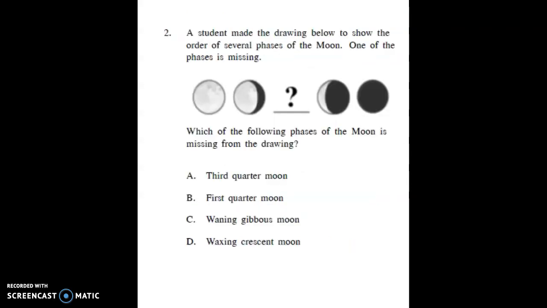Question 2. A student made the drawing below to show the order of several phases of the moon. One of the phases is missing. Which of the following phases of the moon is missing from the drawing? A, third quarter moon, B, first quarter moon, C, waning gibbous moon, or D, waxing crescent moon?